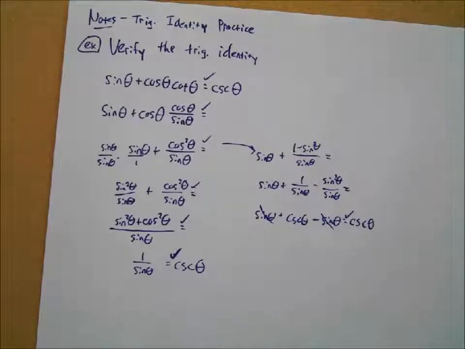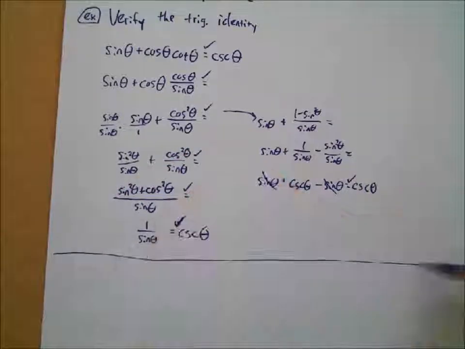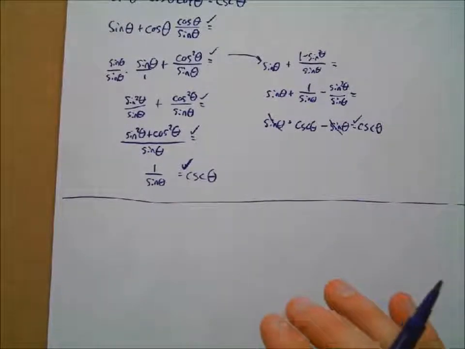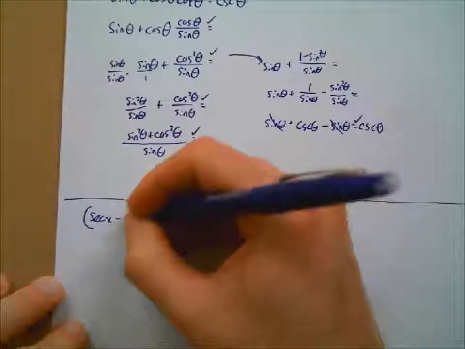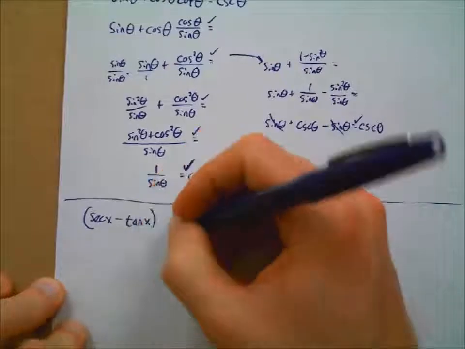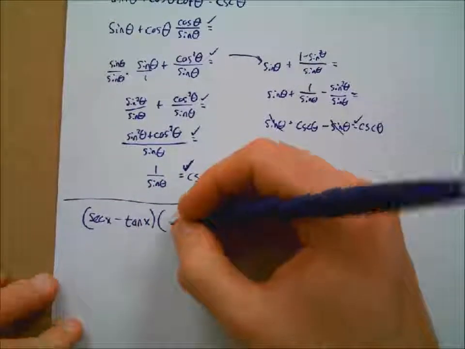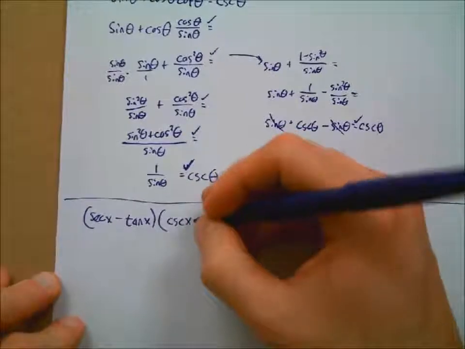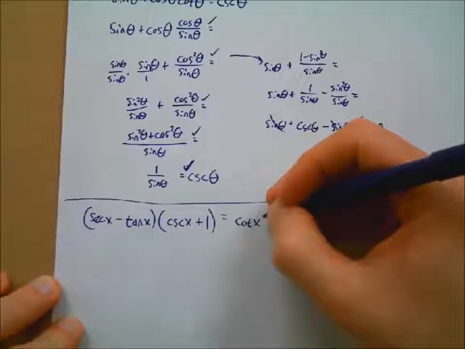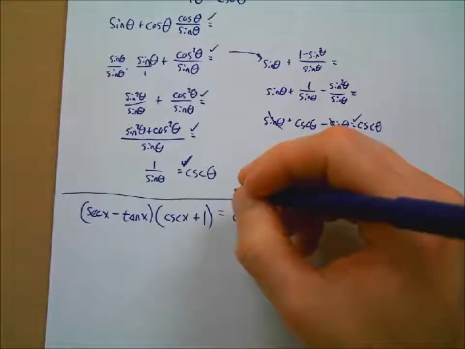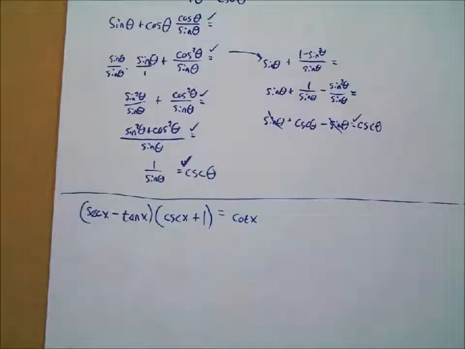Okay, let's try another one here then. Let's say secant x minus tangent x times cosecant x plus 1, and we'll say that's equal to the cotangent of x. So secant x minus tangent x times cosecant x plus 1 is equal to cotangent x.